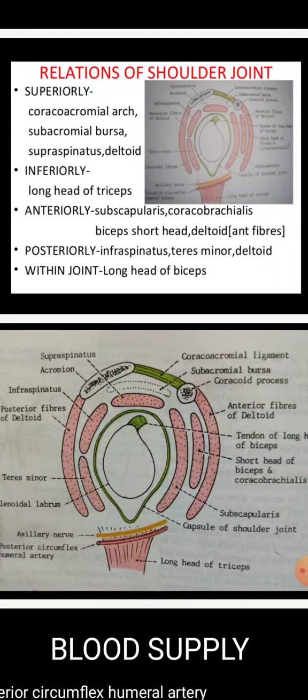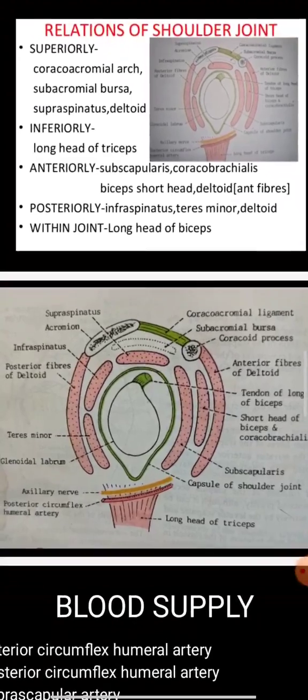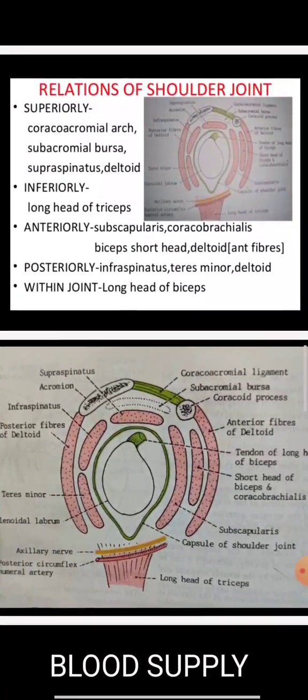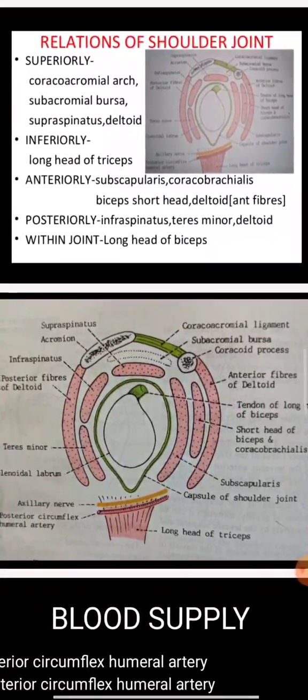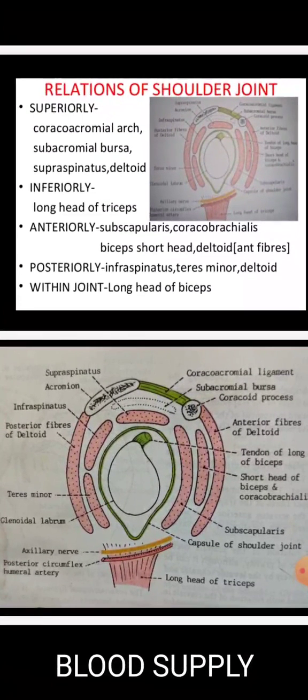Then coming to the posterior relations, posteriorly you can see there is deltoid, posterior fibers of the deltoid, there is infraspinatus and the teres minor. So these are the posterior relations of the shoulder joint. Now the structure which lies within the capsule, I have already told you in the starting, that is the long head of biceps which arises from the supraglenoid tubercle of the glenoid cavity. So this is what you have to write about the relations of the shoulder joint, and please draw this diagram, then only the relations of the shoulder joint will be complete.